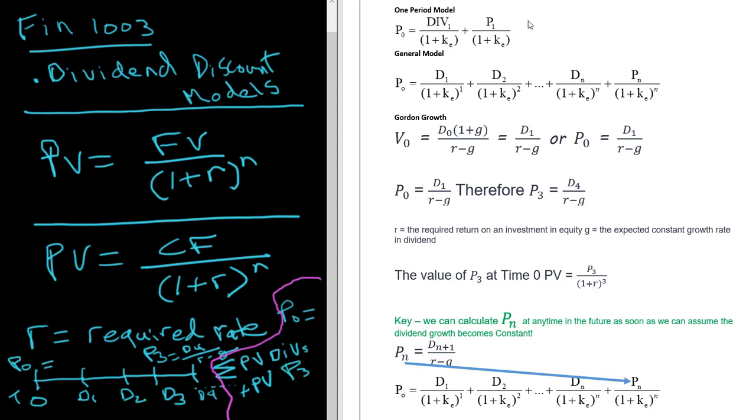So we've gone from the one-period model to the general model where all the information is given to us. We've learned about the Gordon growth model, where once the dividend growth rate becomes constant, you can use it. And so we can combine the general model and the Gordon growth model, use the Gordon growth model to calculate PN at some time in the future. Okay? So therefore, the stock price, again in summary, is the present value of all the future dividends plus the present value of that stock price at some time in the future. Okay? So let's move on now to an example.